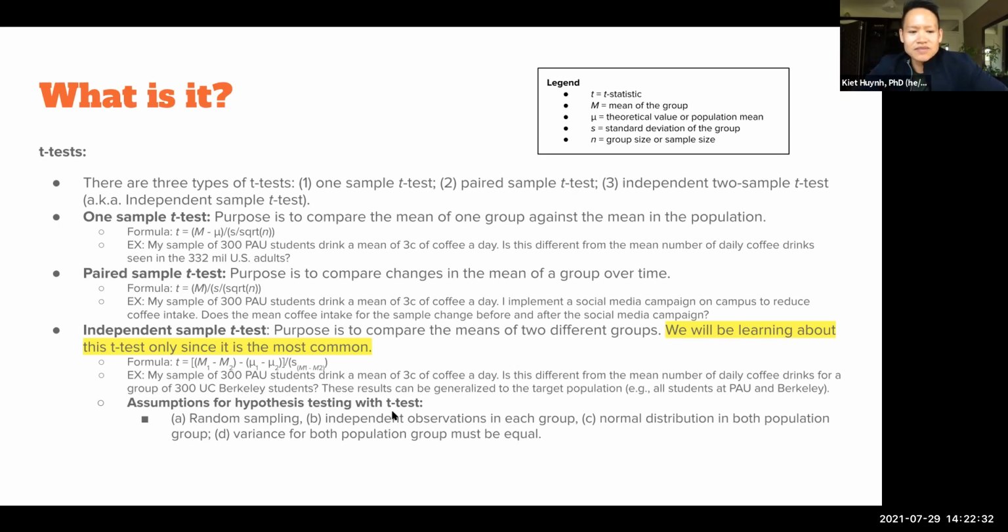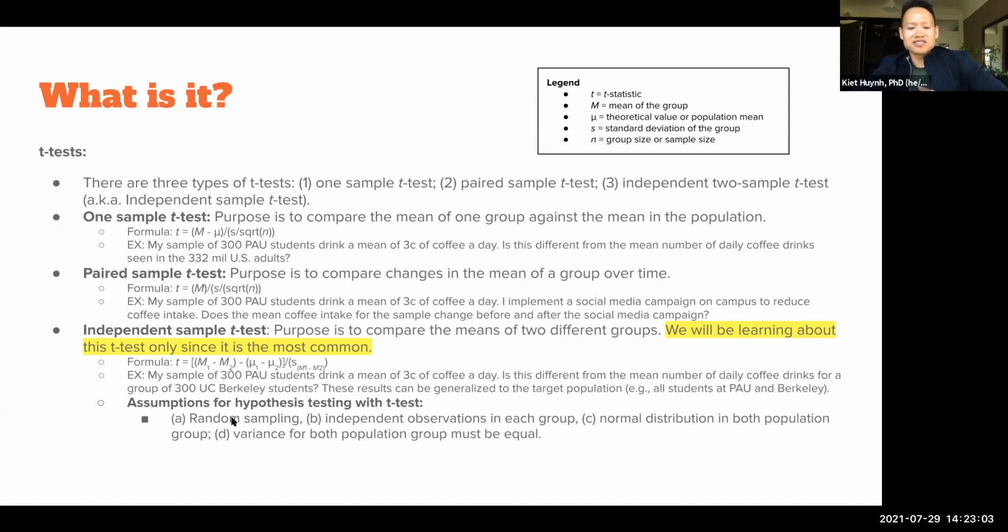And so with the independent sample t-test, whatever result you find, you can generalize to the population. So I may be doing this test on 300 PAU students and 300 UC Berkeley students. But if I get a significant difference, let's say PAU students drink more coffee than UC Berkeley students, then I could say that, okay, this result probably applies to the entire campus, the entire population of both campuses.